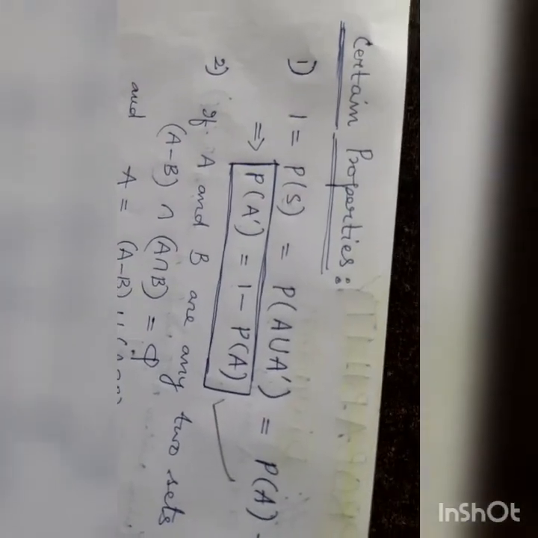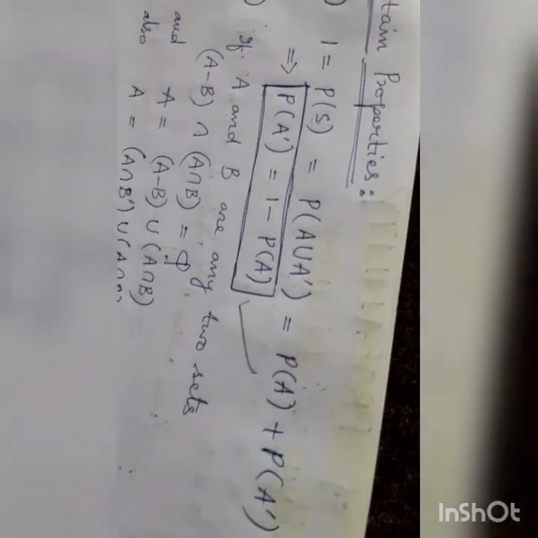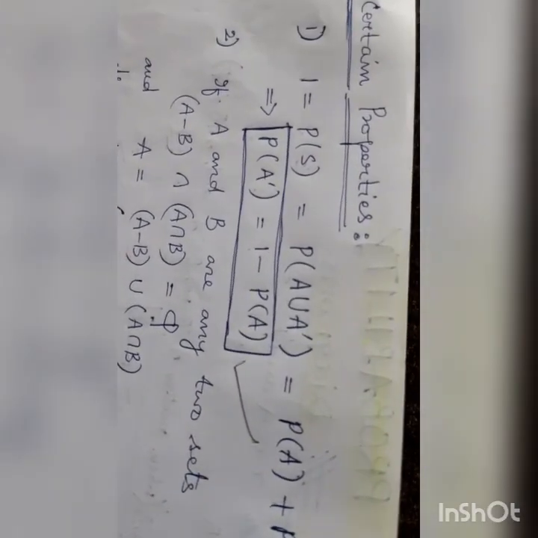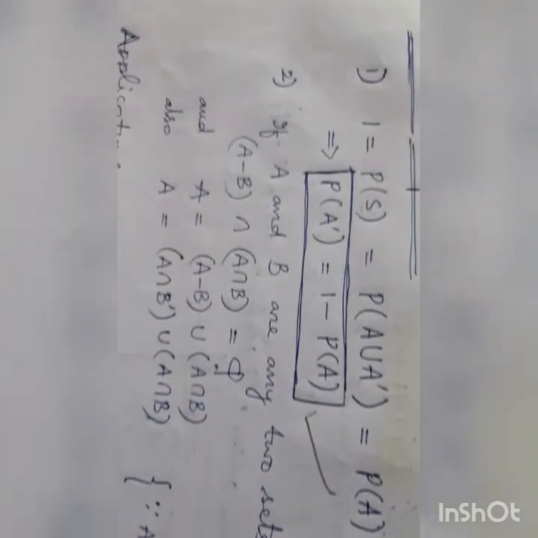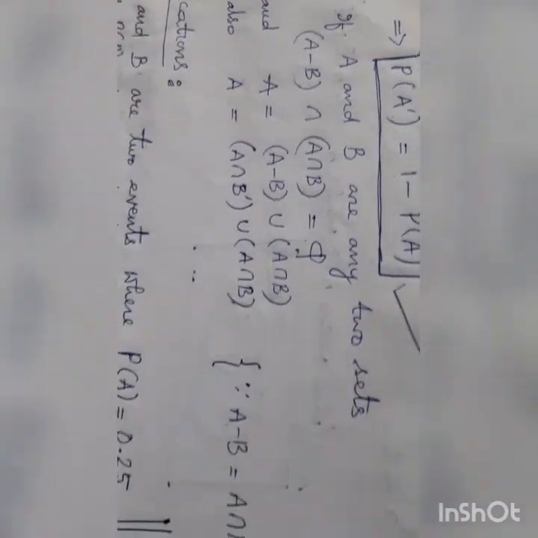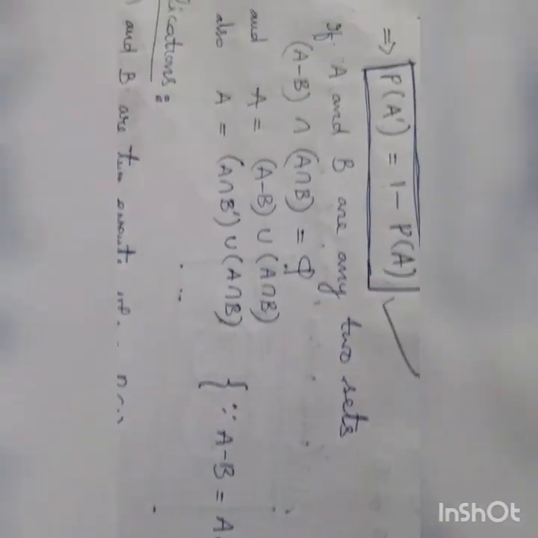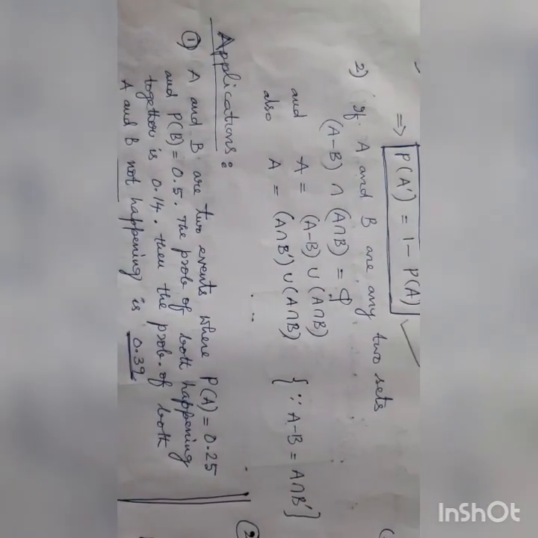First one, certain properties. First one, P(A') = 1 − P(A), and A ∩ A' is phi. And the second one is, I have told you already, like this. And some applications now.